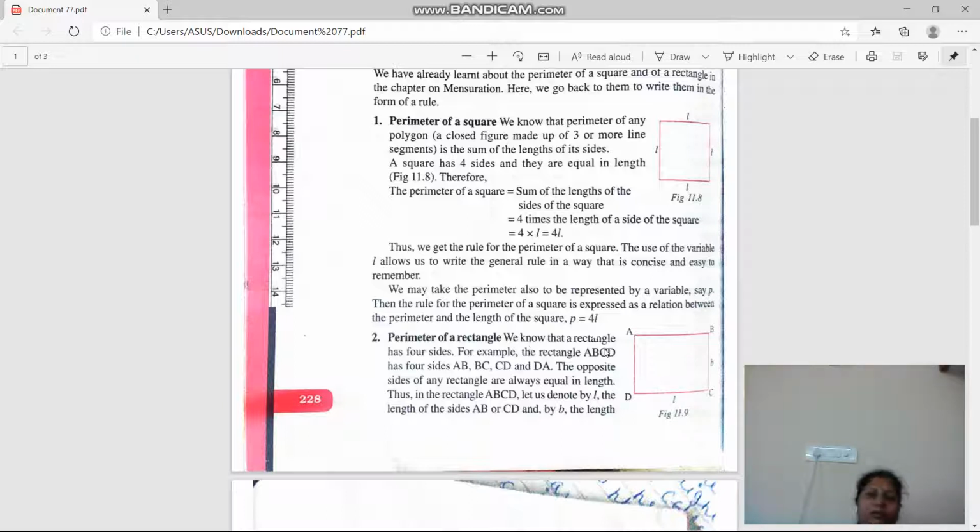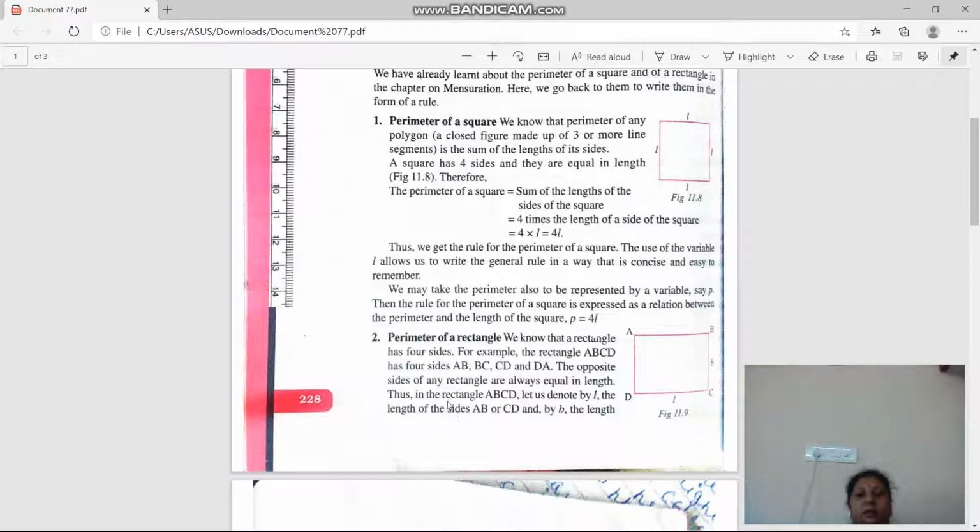We know that a rectangle has 4 sides. Okay. So, for example, the rectangle ABCD has 4 sides. See this rectangle A, B, C and D. It has 4 sides. Which ones? AB, BC, CD and AD. Right? Now, the opposite sides of any rectangle are always equal in length. That means AB is equal to CD and similarly BC is equal to AD.